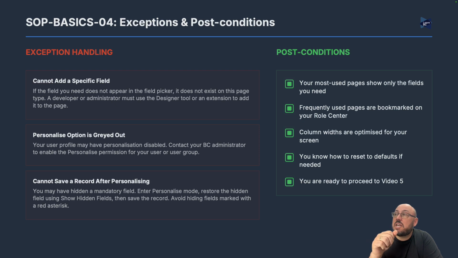Personalize option is grayed out. Well, your user profile may have personalization disabled in your role, so you need to talk to your systems administrator that will be able to help you with that. Cannot save a record after personalizing. You may have hidden a mandatory field, like, for example, customer number or external document number, and now your document will not work properly.